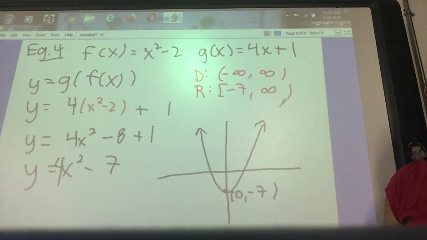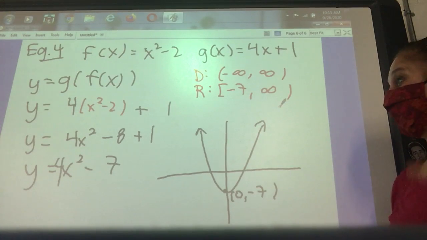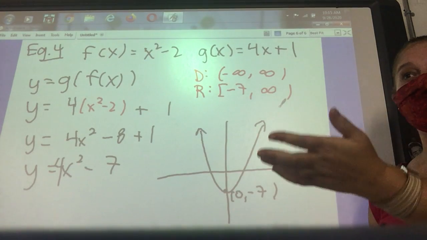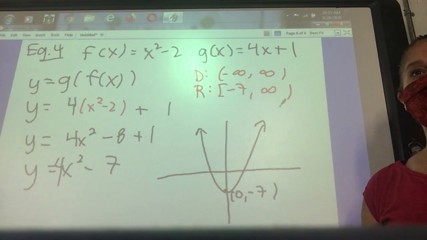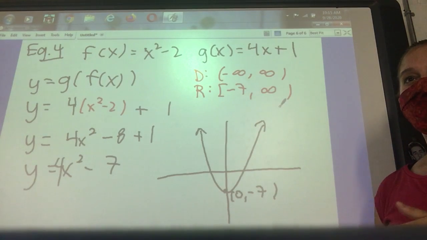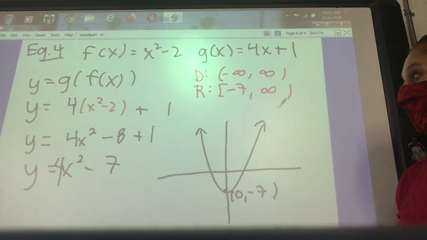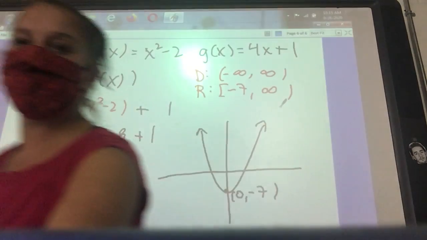But that's the composite functions, and that concludes the notes for your unit. So the test that your class is writing on Monday covers everything from day 1, translations, up until today. And the test that group A is writing this week on Thursday, again, covers the same thing.